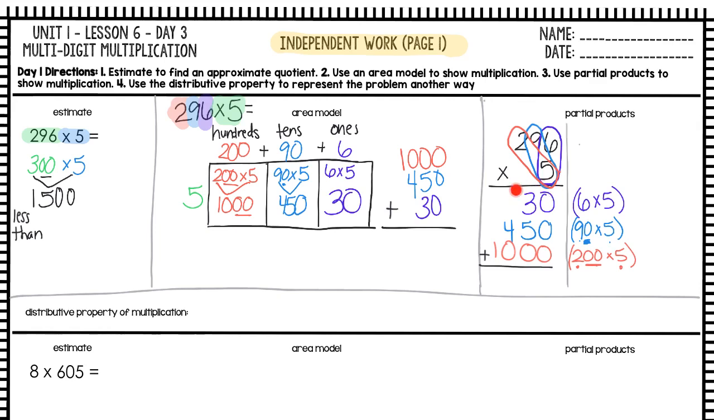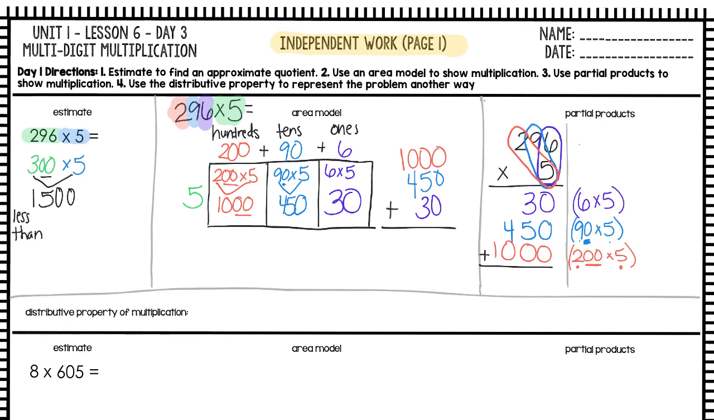As you can see, this is the same as this. So when you add them up, you should get the same answer you got here, and it should be less than 1,500. Super. Let's do the distributive property really quickly. So our area model is where it's easiest to see the distributive property.